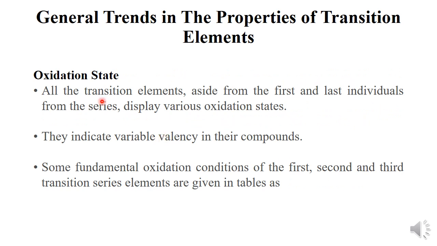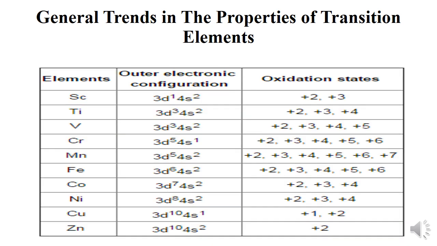So next property is the oxidation state. All the transition elements aside from the first and the last individual from the series display various oxidation states. They show different oxidation states. They indicate variable valency in their compounds. And some fundamental oxidation states of the first, second and third transition series elements are given in the tables.